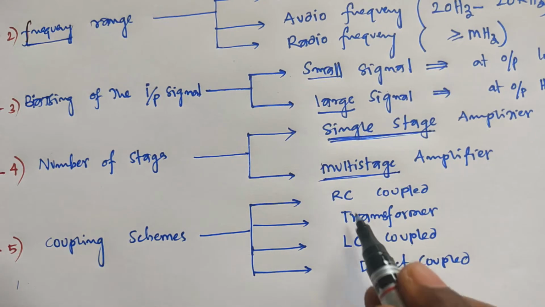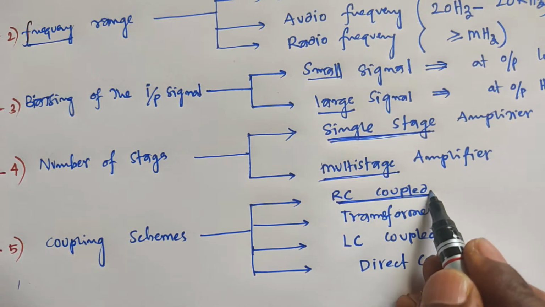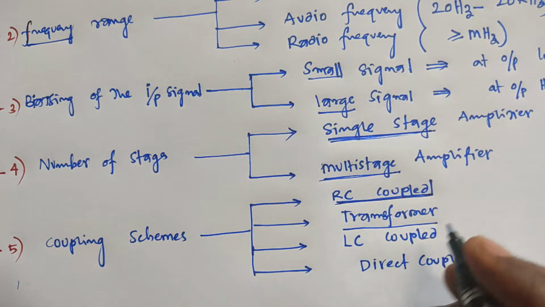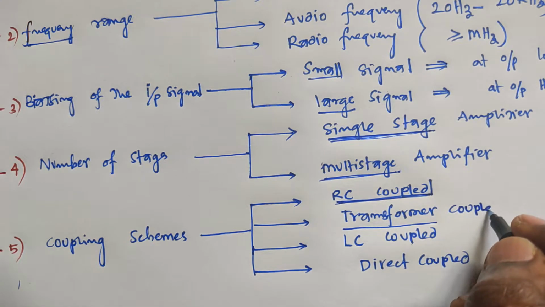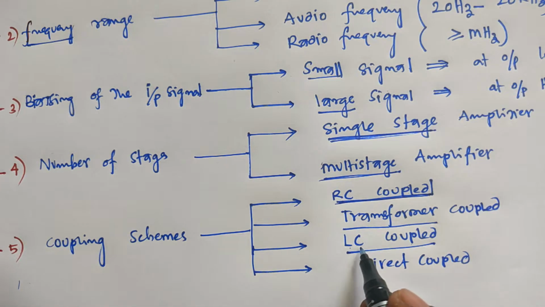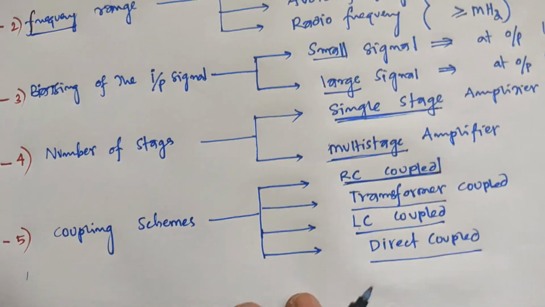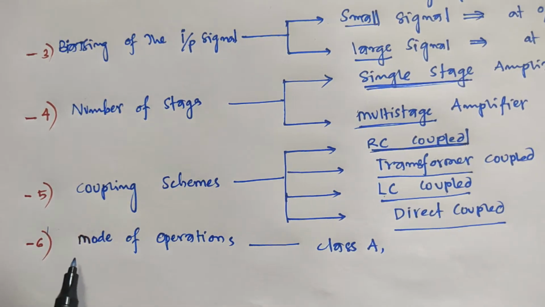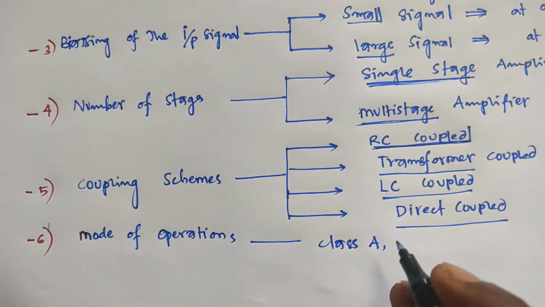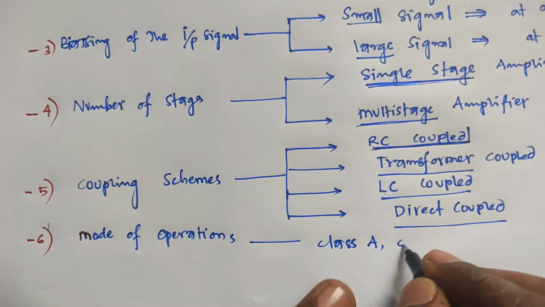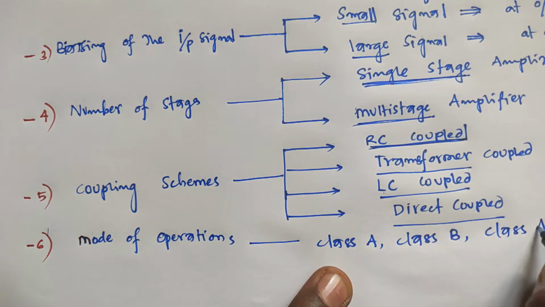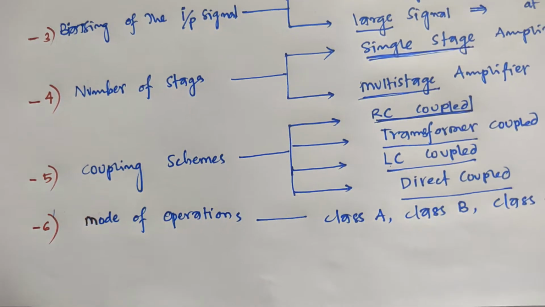Coupling schemes: in between two stages we have to use different types of circuits. One is RC coupled, transformer coupled, and LC coupled, inductor and capacitor, and direct coupled. So there are different types of coupling schemes. Next, the sixth one is mode of operation. There are different types of amplifiers: class A, class B, class AB, and class C, under mode of operation.